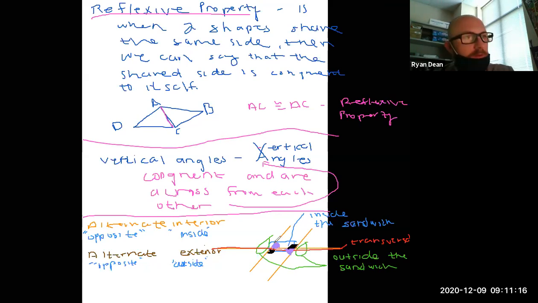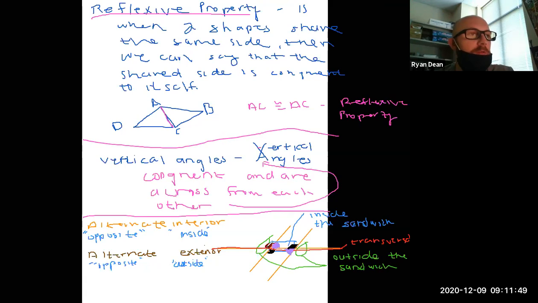If I'm going to choose just two random angles to work with, I could choose this dark red one here. This one is on top of the red line, so our other angle has to be opposite of the red line. So it's going to be on the bottom. It's going to be either here or here, and it has to be outside of the sandwich.